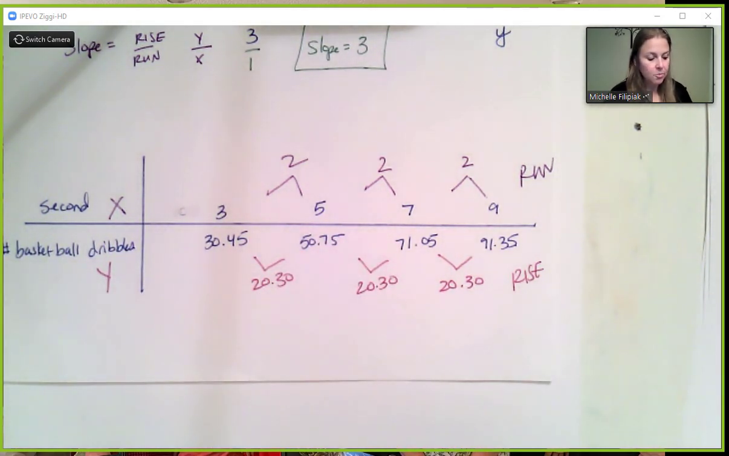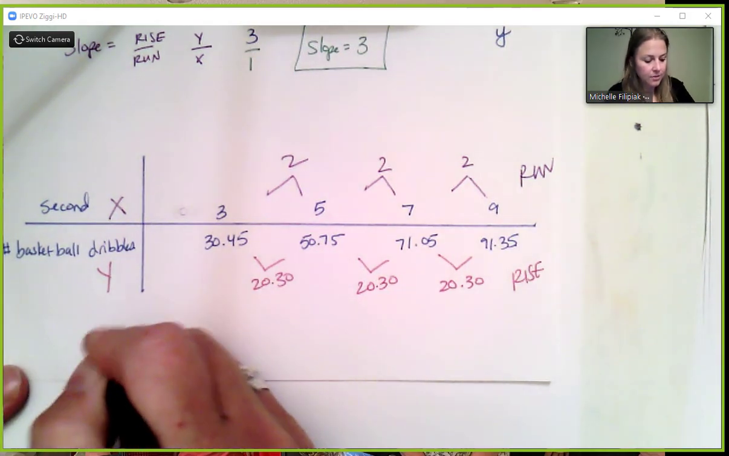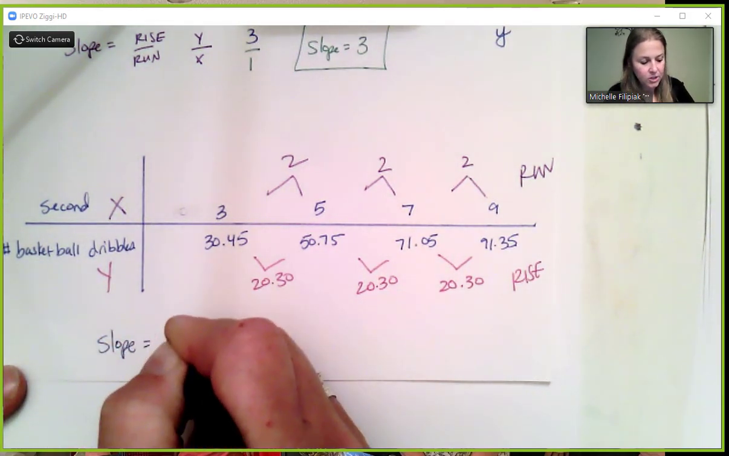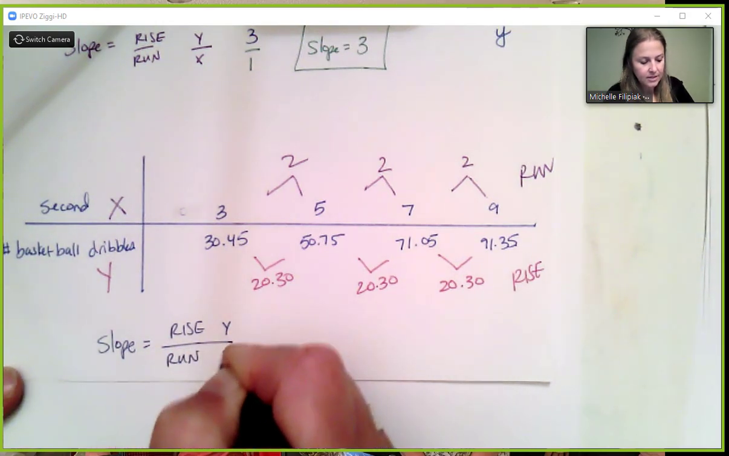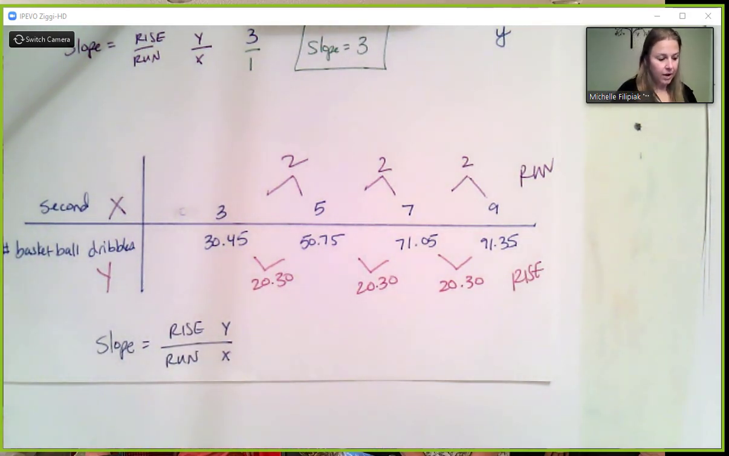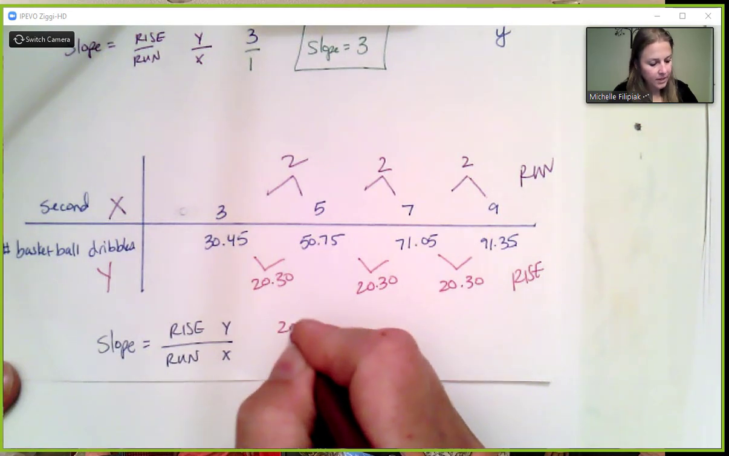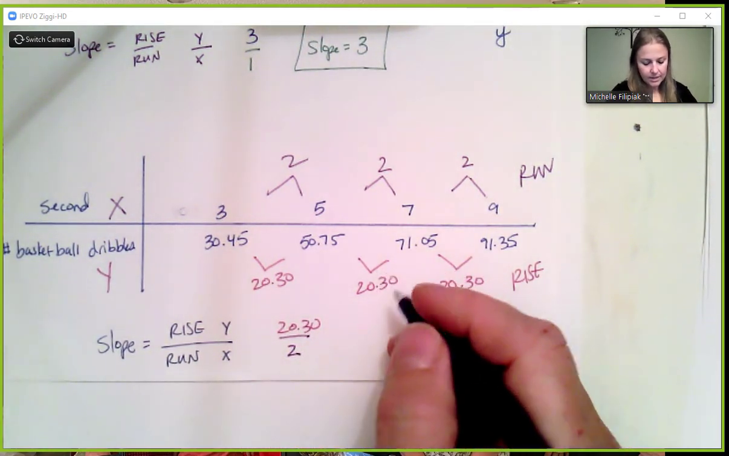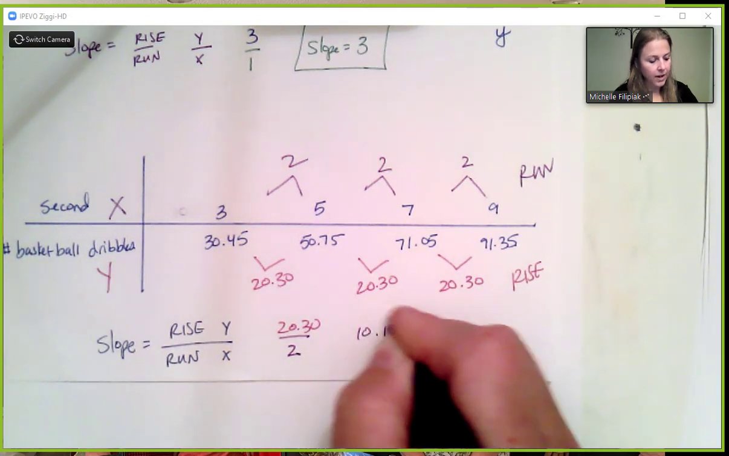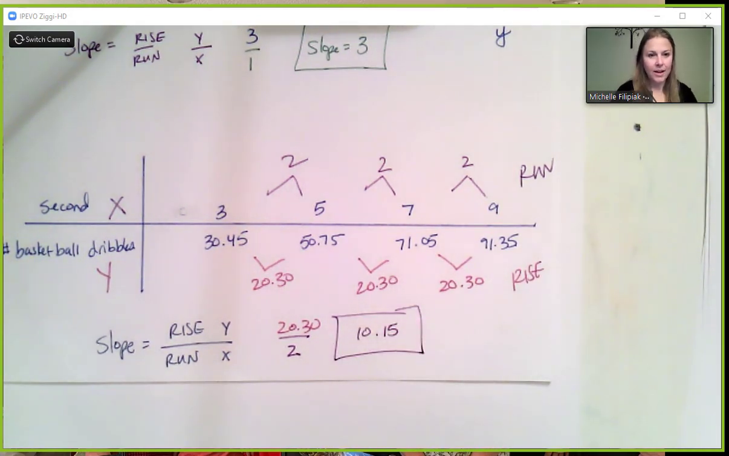So to find the slope, you're going to divide the rise over the run, change in y over the change in x. This is your unit rate. So 20.30 divided by 2 is 10.15. So that guy was lightning fast dribbling.